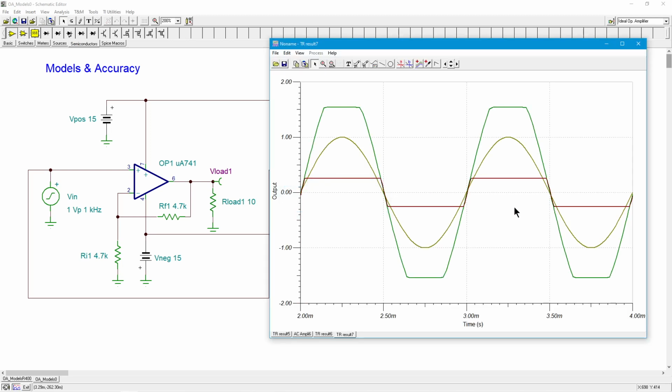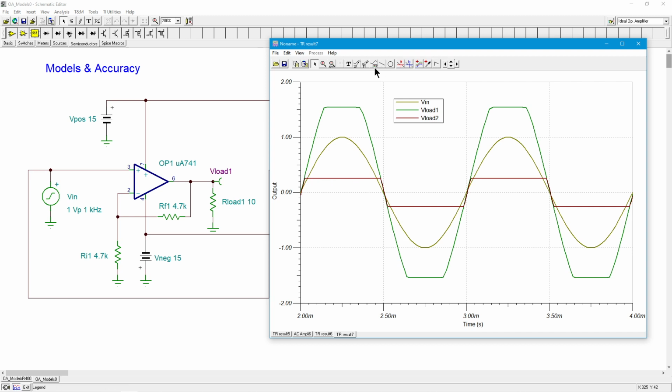Bonk. Oh, well, look at that. That's kind of interesting. VLOAD 1 shows that we're getting up to about 1.5 volts. And I will tell you right now that no real 741 is going to do that. VLOAD number 2, which is the one being obscured right now by this graph, is in fact clipping at a much lower level.